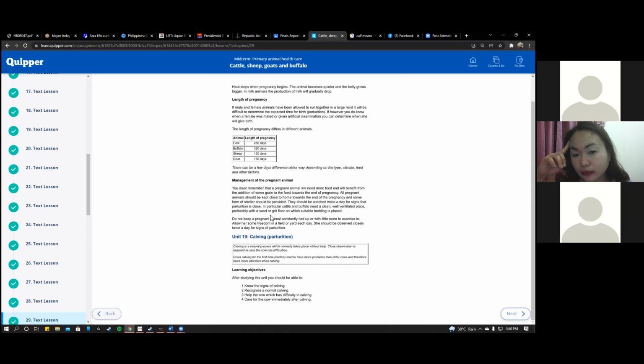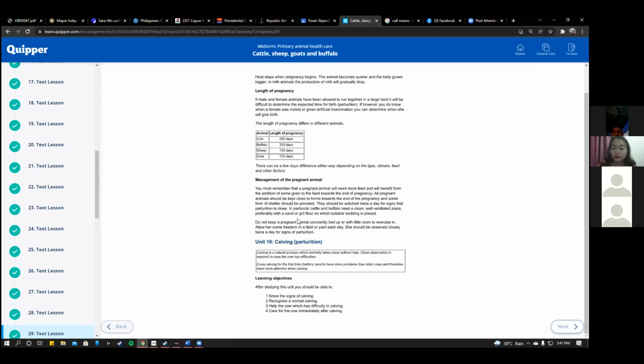You must remember that a pregnant animal will need more feed and will benefit from the addition of some grain to the feed towards the end of pregnancy. So kung ang animals buntis, siyempre kailangan mo siya pakanon og taman kung kulang kay banatan siguro. Then all pregnant animals should be kept close to home towards the end of the pregnancy, and some form of shelter should be provided. They should be watched twice a day for signs that parturition is close.